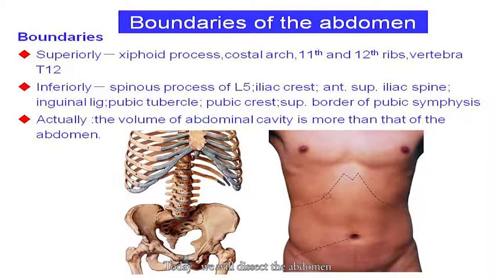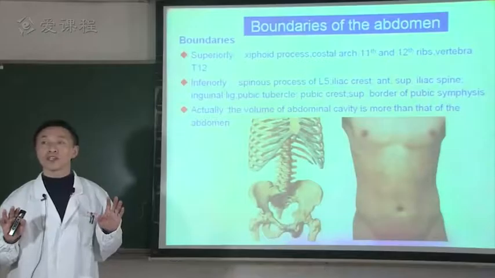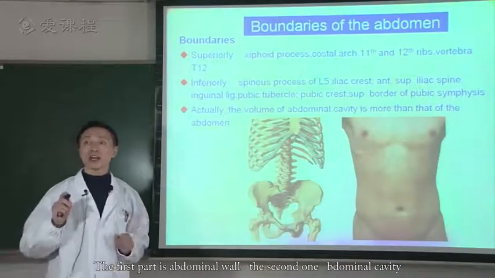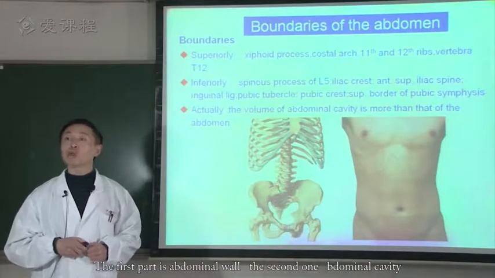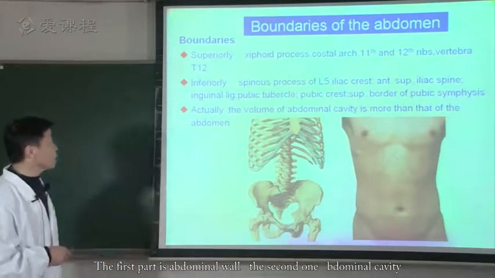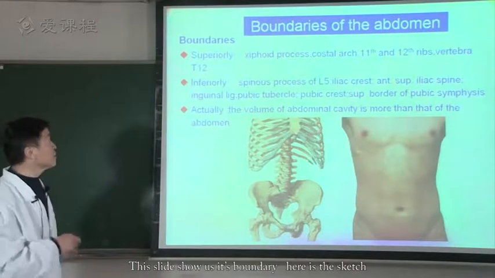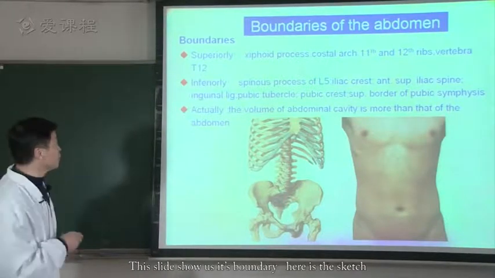Today we will dissect the abdomen. The abdomen also has two parts. The first part is the abdominal wall. The second one is the abdominal cavity. This slide shows us its boundary.